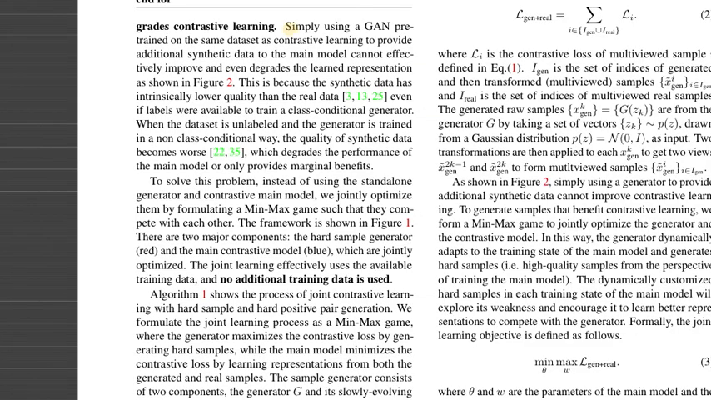In other words, simply using a GAN pre-trained on the same dataset as contrastive learning to provide additional synthetic data to the main model cannot effectively improve and even degrades the learned representation. They conjecture that this is because the synthetic data has intrinsically lower quality than the real one. So their solution is that they propose a min-max game and learn the generator component jointly with the main component. And the point is, no additional training data is going to be used.